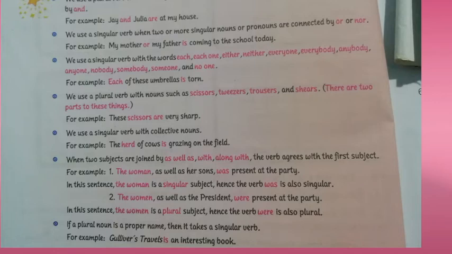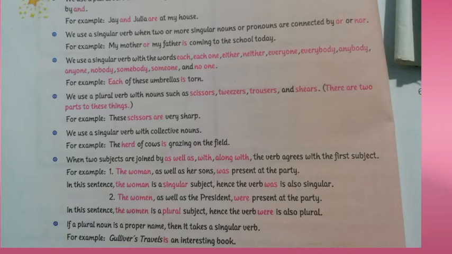Now when two subjects are joined by as well as, with, along with, the verb agrees with the first subject. For example, the woman as well as her sons was present at the party. Look, woman is singular and its plural form is women. Be careful. The woman as well as her sons was present at the party.